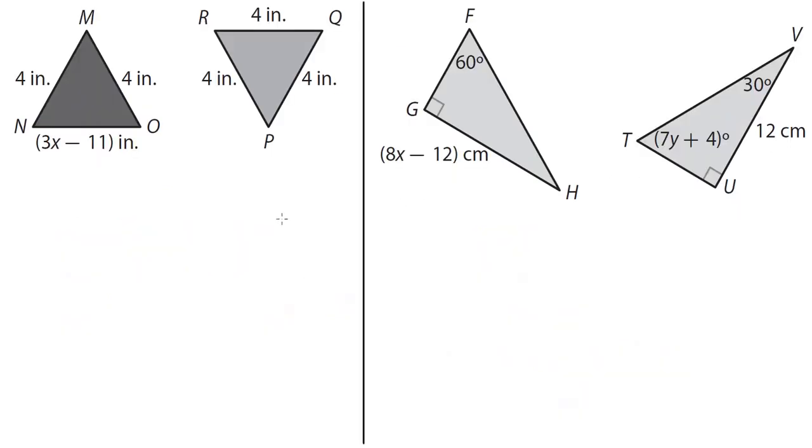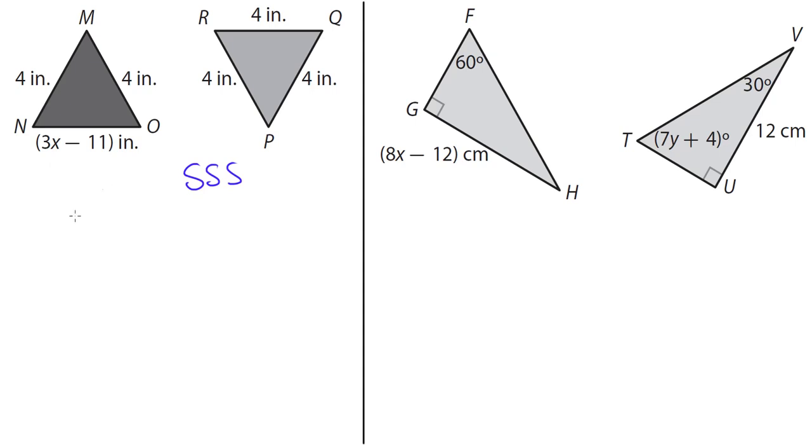So looking at these two examples, we need to now be able to use one of the theorems, SAS, ASA, or SSS, to find the value for the variable x that would make both triangles congruent. Looking at this first set, I see that triangle PQR has all three sides measure 4 inches. So it's an equilateral triangle. And I notice on this triangle that 2 of the sides measure 4 inches. So if I can make this third side measure 4 inches, then I know both triangles will be congruent by SSS. Side, side, side.